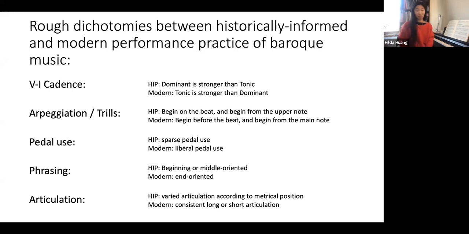Phrasing is another big difference. I've started playing with historically informed Baroque ensembles, and this is just the biggest difference between historical performance and modern performance. They're always beginning or middle oriented in a phrase. Think about the cadence, for example. The tonic in the middle is stronger than the resolution. It's middle oriented. Oftentimes, when they talk about a dance meter, they refer to a dance meter by the beginnings of the beats in that meter. That's a very beginning oriented analysis of something.